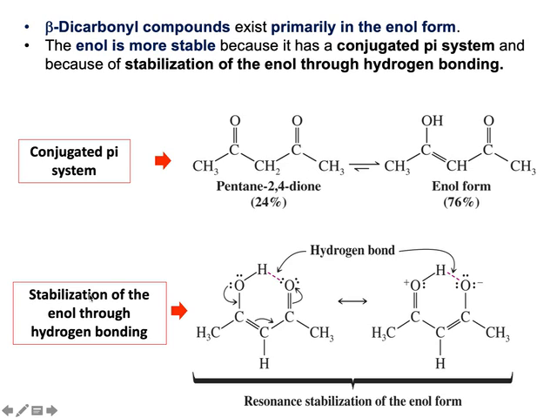Okay, so stabilization of the enol through hydrogen bonding. Why? Because the conjugated pi system is more stable, because of stabilization of the enol through hydrogen bonding. Single bond, double bond, single bond, double bond, so it becomes a hydrogen bond. So this one is the reason why the enol form is more stable compared to keto form, because the enol form can form hydrogen bonding.